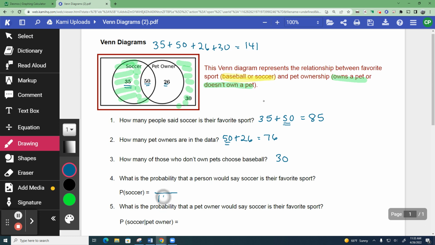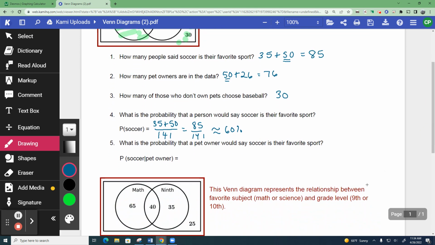So on our probability, the total possible, or the total sample space, is 141. So what's the probability that they will like soccer? Well, they have to find the number of people that like soccer, and that would be 35 plus 50, or 85 over 141. As a percent, that comes out to be about 60% if you put that in Desmos or your calculator.